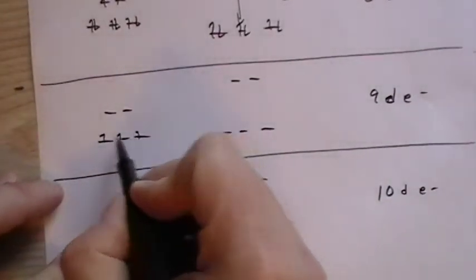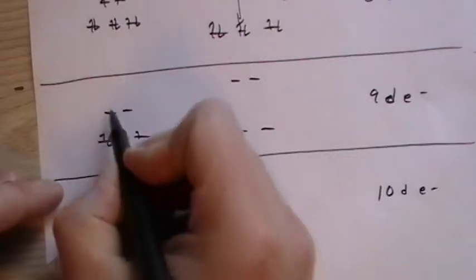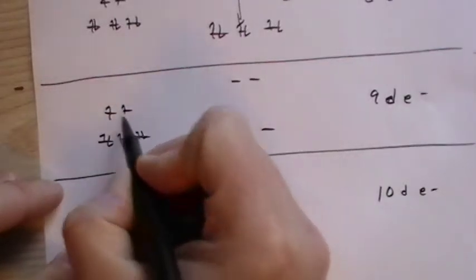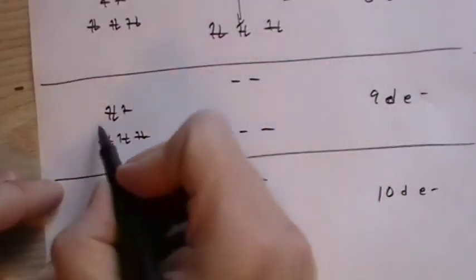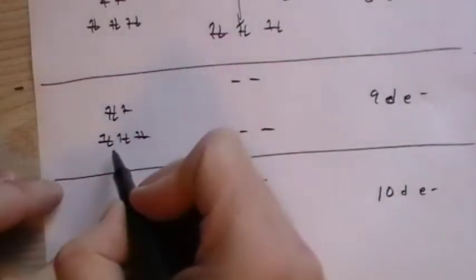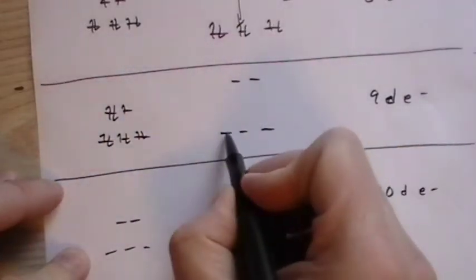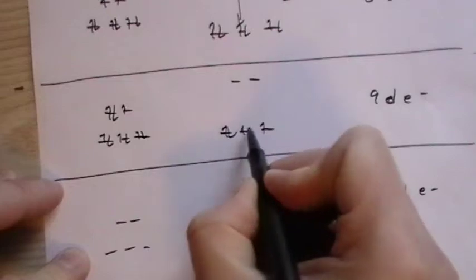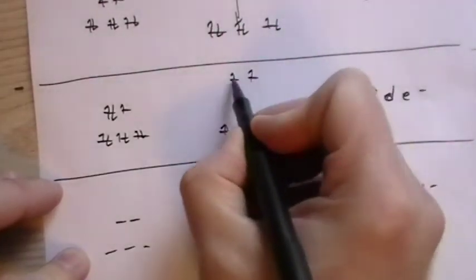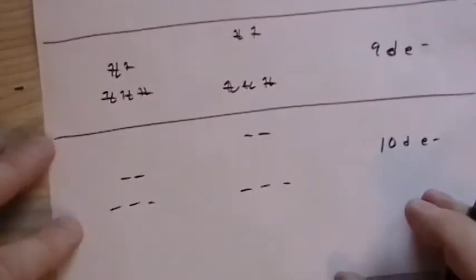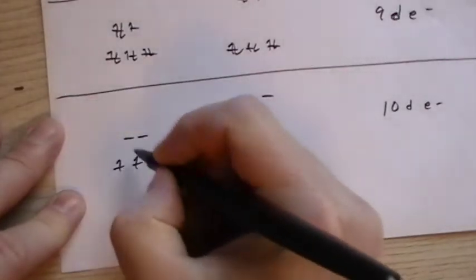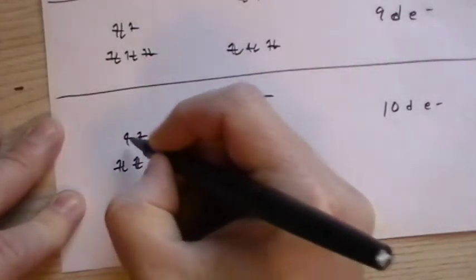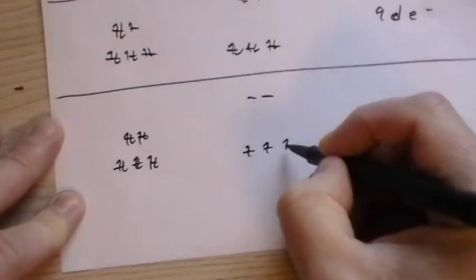9, 1, 2, 3, 4, 5, 6, 7, 8, 9. Doesn't really matter now, but you should put half filled first and then pair them. So 8, 9, and 10 should be, and you can see this obviously is going to be, they're going to have the same number of electrons in each orbital because you filled them all up.